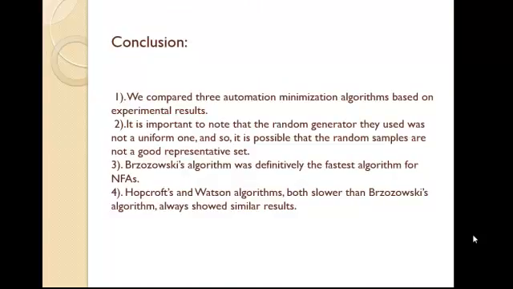Conclusion: we compared three automata minimization algorithms based on the experimental results. It is important to note that the random generation they used was not a uniform one, and so it is possible that the random samples are not a good representative. Brzozowski algorithm was definitely the fastest algorithm for NFAs. Hopcroft's and Watson algorithms were slower than Brzozowski algorithm, always slower, with similar results.